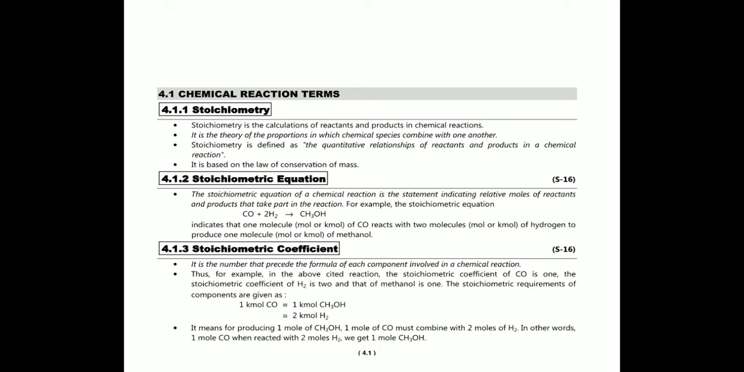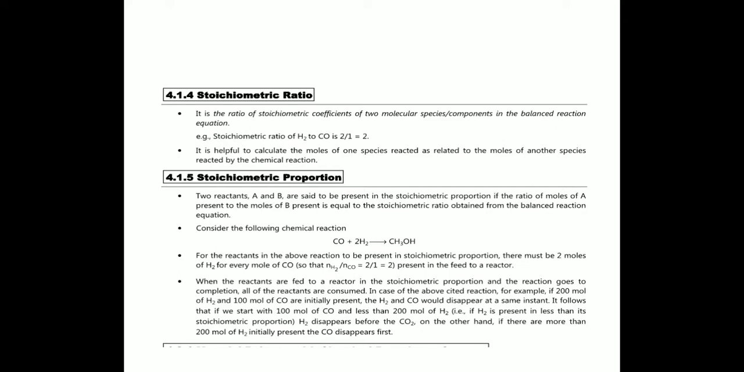It means for producing 1 mole of methanol we will require 1 mole of CO, and that must be combined with 2 moles of hydrogen. In other words, 1 mole of CO when reacted with 2 moles of hydrogen will give 1 mole of methanol. Now let us see the stoichiometric ratio.